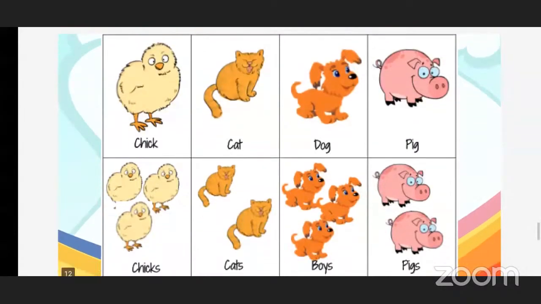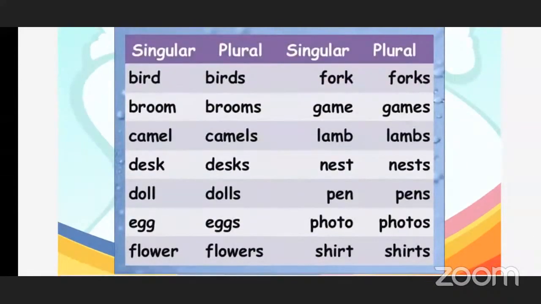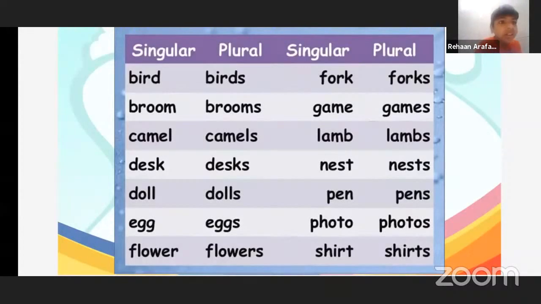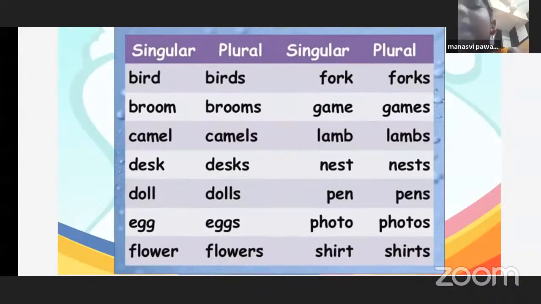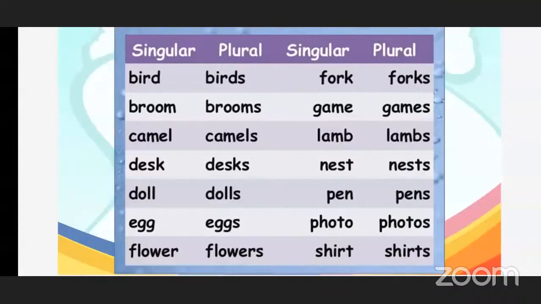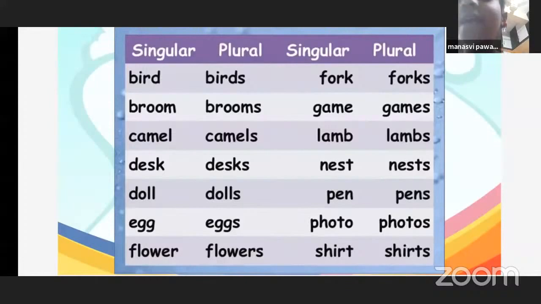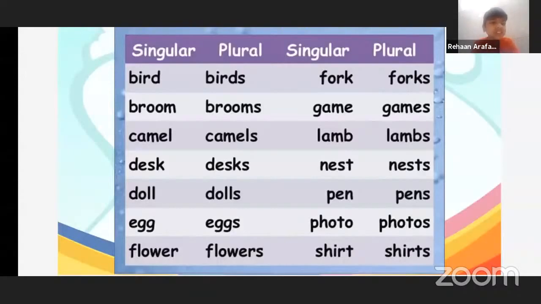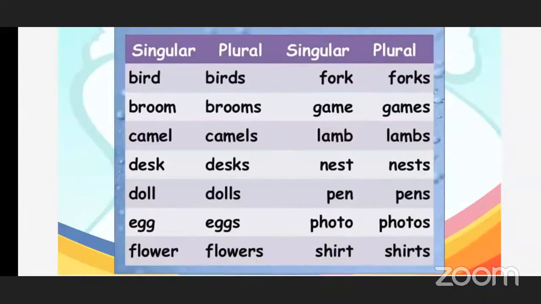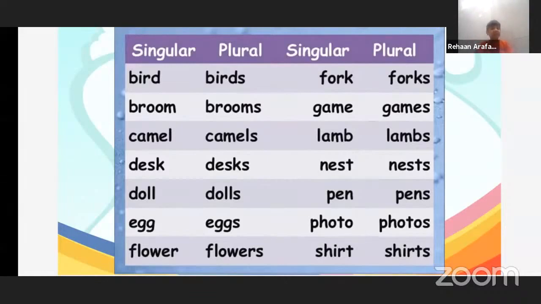Okay, very good. Now see singular and plural. Here are some examples. Okay. Can you read it? One bird, many birds. One broom, many brooms. One camel, many camels. One desk, many desks. One doll, many dolls. One egg, many eggs. One flower, many flowers.